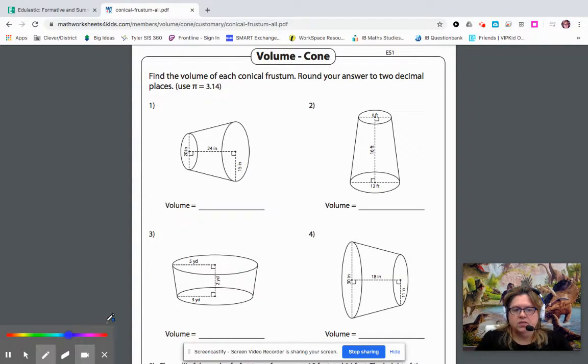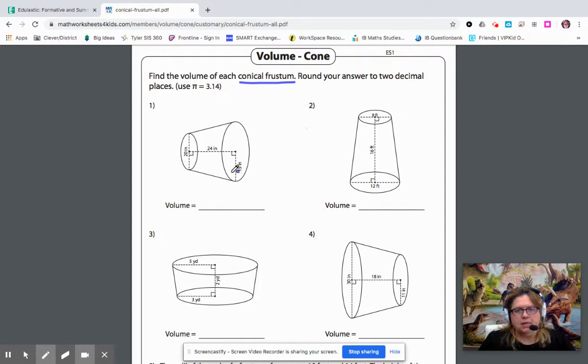Hi guys, this is for our last assignment that you have on Edge Elastic. This is for what we call a conical frustum. All right, so basically all that is, it's a three-dimensional cone where they have cut the top off. They've cut the most pointed end of the cone off.